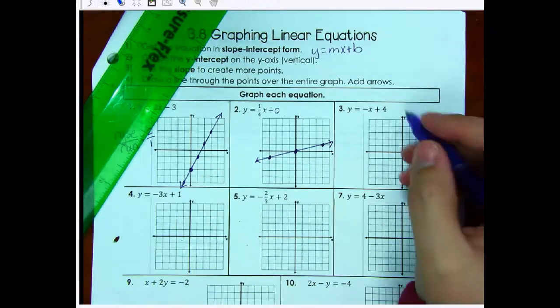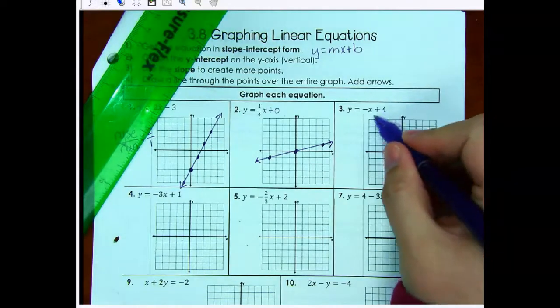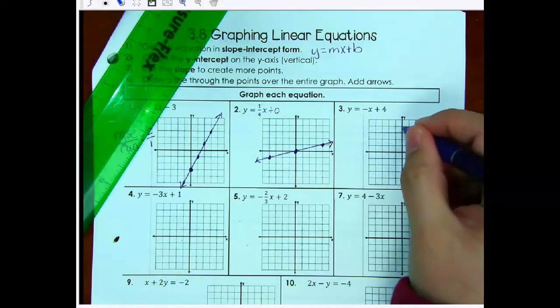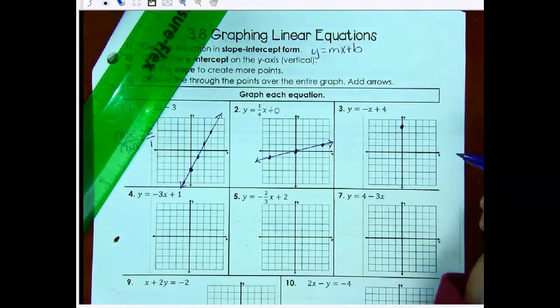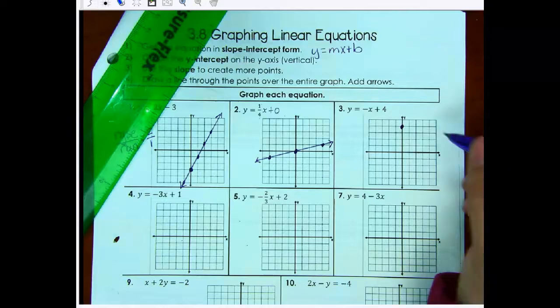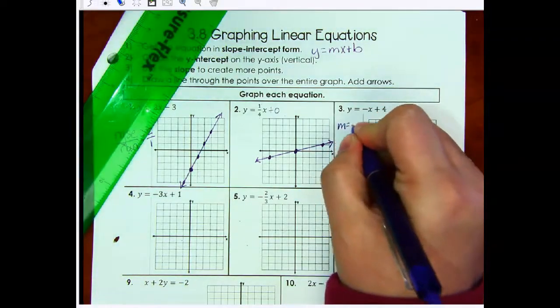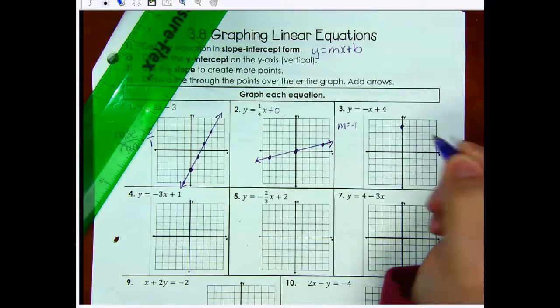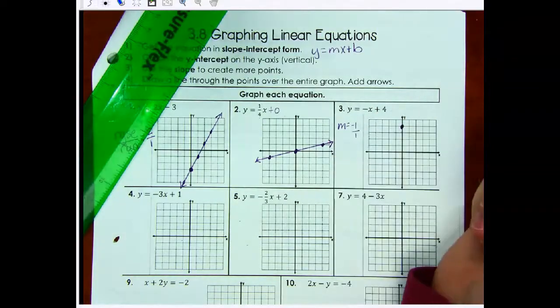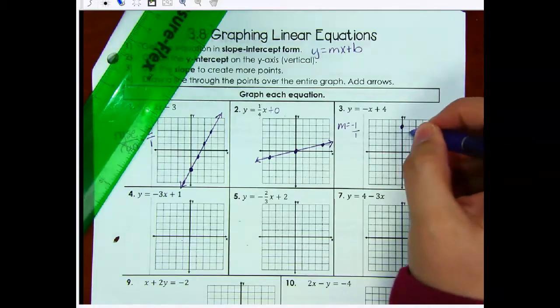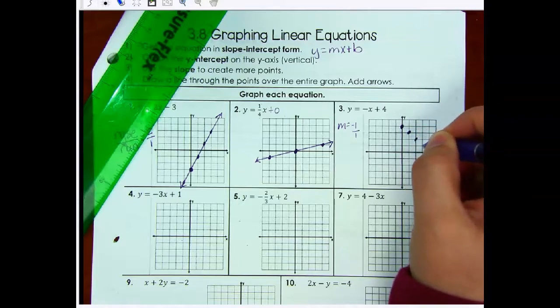So number 3, we're going to start at plus 4. So that's 1, 2, 3, 4. Up 4 on the y-axis. And then if you have a negative x, that means that your slope is -1. And remember, we want that to be a fraction, so we're going to have -1 over 1. So that means you're going to go down 1, right 1, down 1, right 1, down 1, right 1.